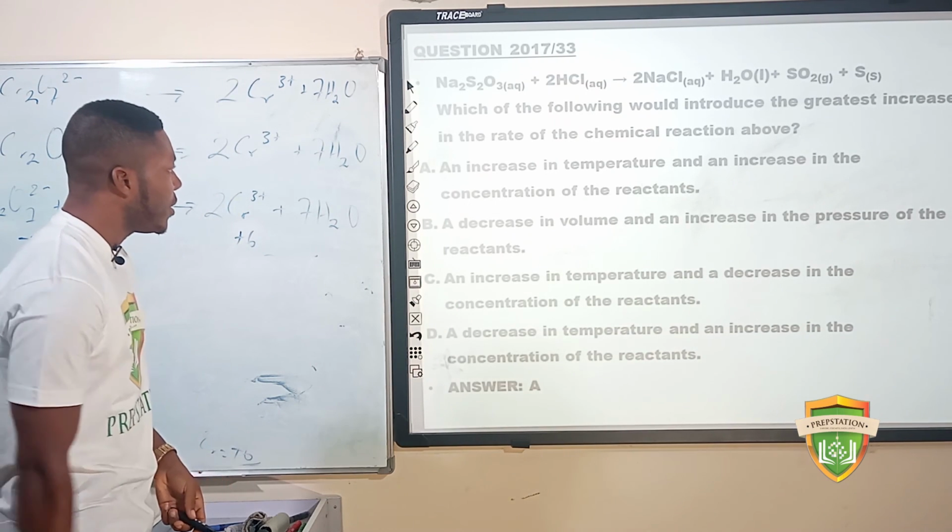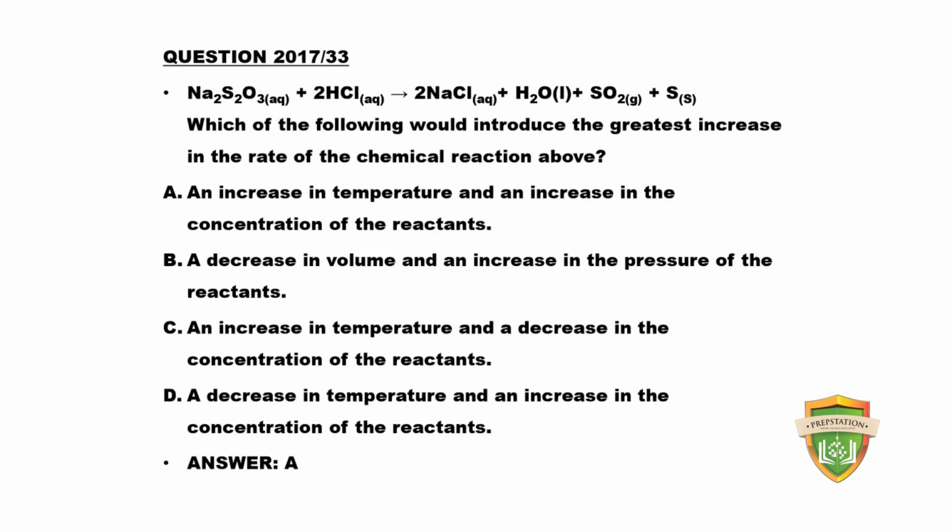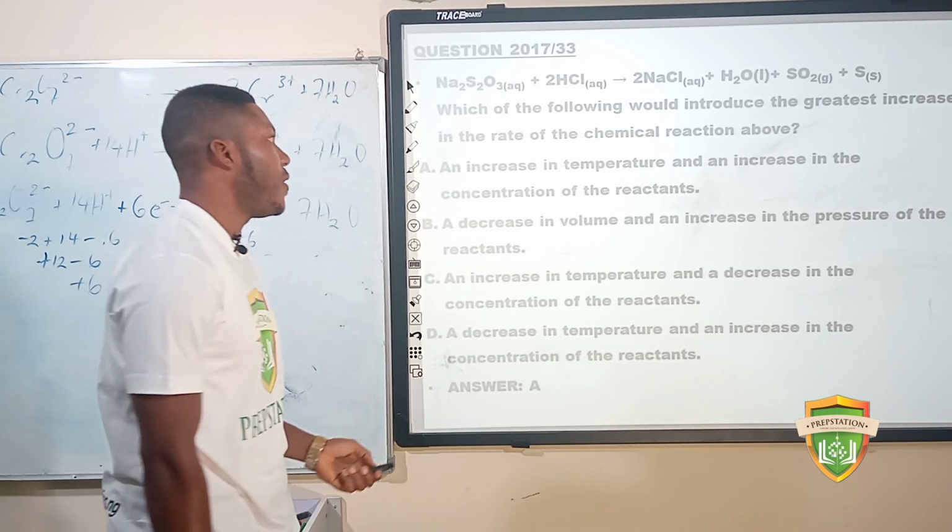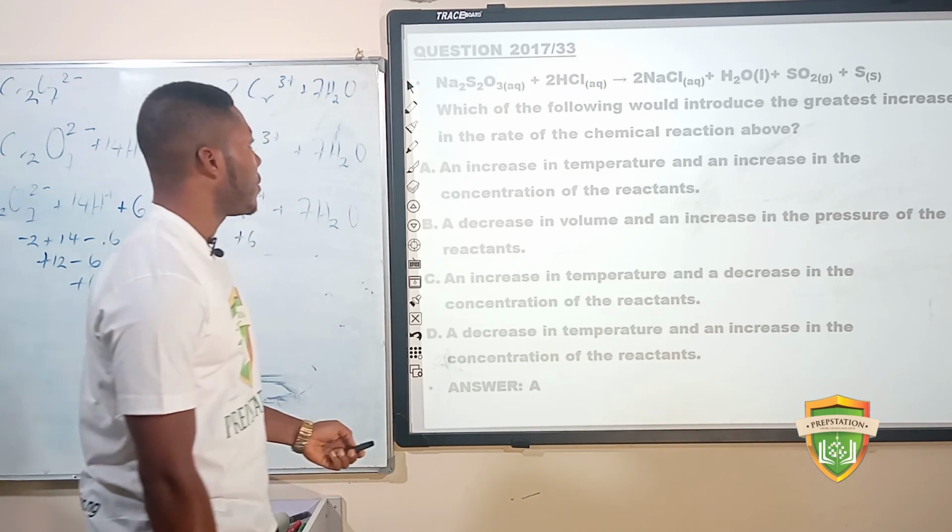So let's look at the options. Increase in temperature and increase in concentration. That's it. Decrease? No way. Increase in temperature and decrease? No. Decrease in temperature and increase in concentration of the reactants? Okay, decrease, so this one spoils the answer. So it's an increase in temperature and also an increase in concentration. Those are the major factors that affect the rate of a chemical reaction.